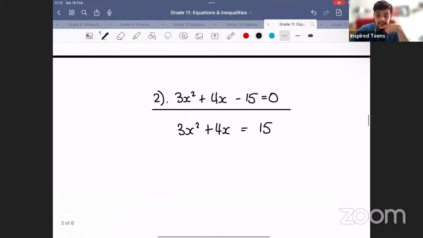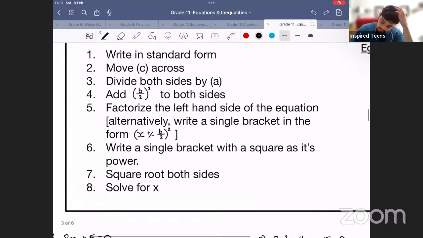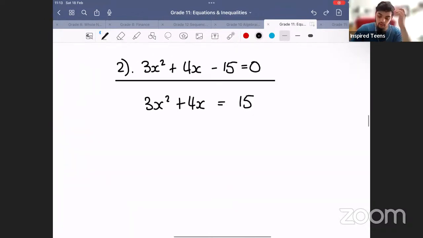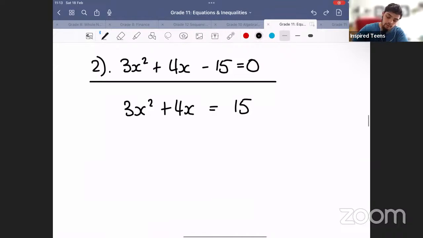Let's talk about the next one. Divide both sides by a. No, it's not b over 2a. I think you're thinking about the turning point. This is different. This is completing the square. In this case, it is 3x squared plus 4x. We move c over. Now divide both sides by a. I'm going to divide everything by 3.